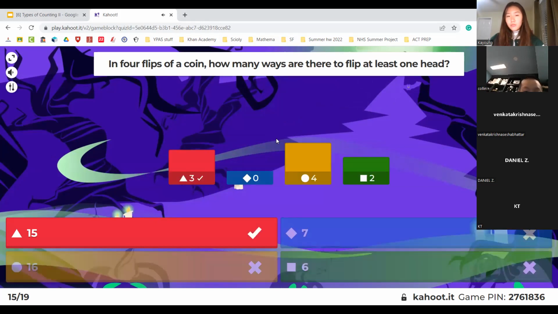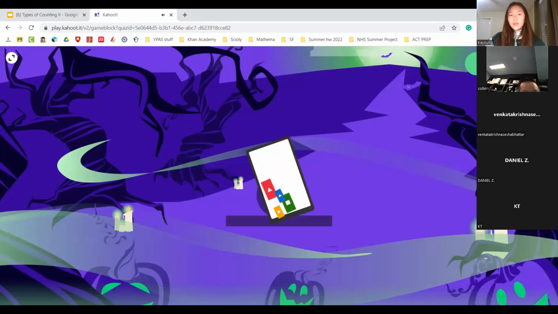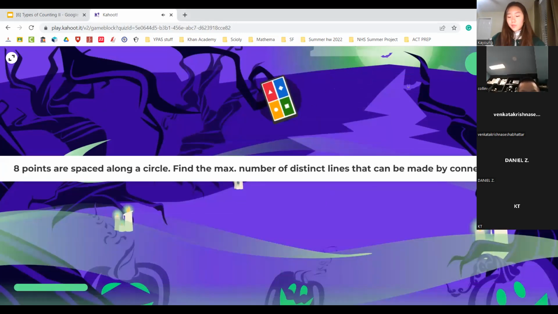How dare you not skip it? So there's 15 because remember this is complementary counting. If you want to flip at least one head, the opposite would be that there's no heads at all, and there's only one way to do that. And there's 2 to the 4th total outcomes. So that's 16 minus 1, 15. Green guy is at the top.